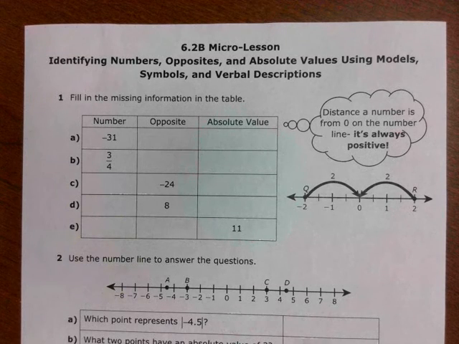Today our micro lesson is for 6.2b, which is identifying numbers, opposites, and absolute values. I think y'all found this really easy. It's one of the easier TEKS that we cover in 6th grade.